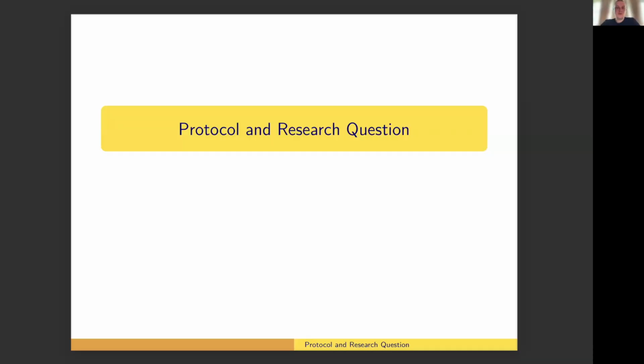In this chapter, we will look at the systematic review protocol and develop a research question. We'll also delve into the inclusion and exclusion criteria that we apply for our systematic review.